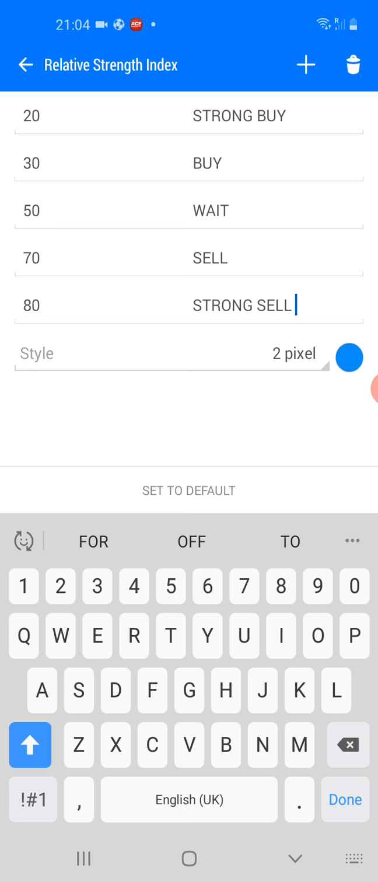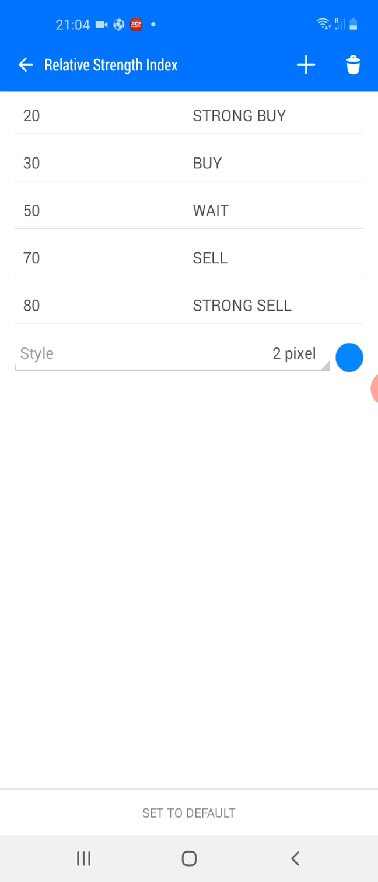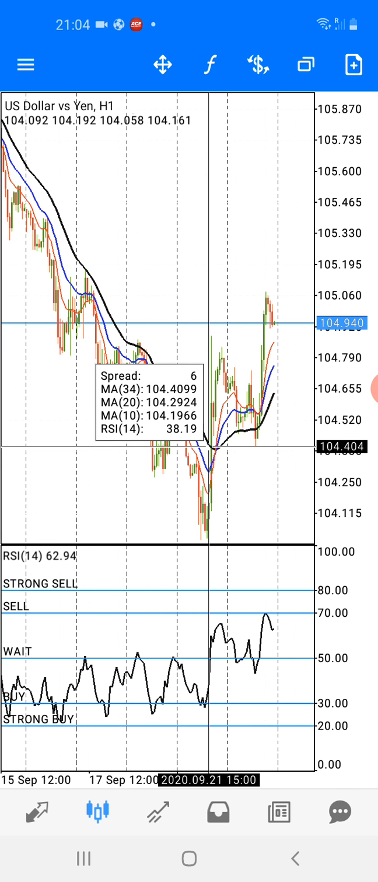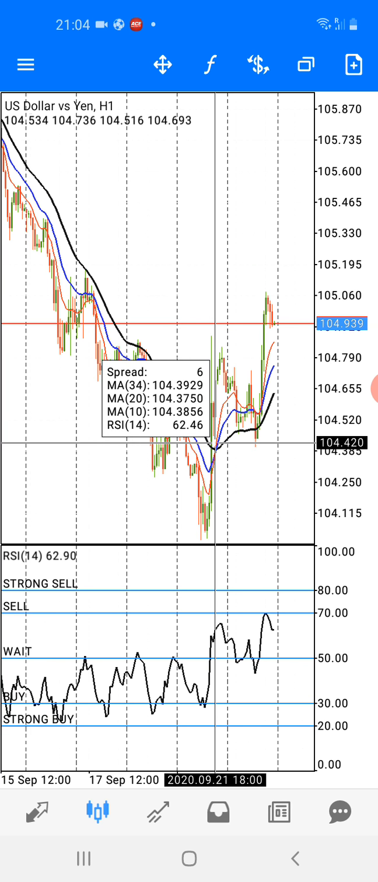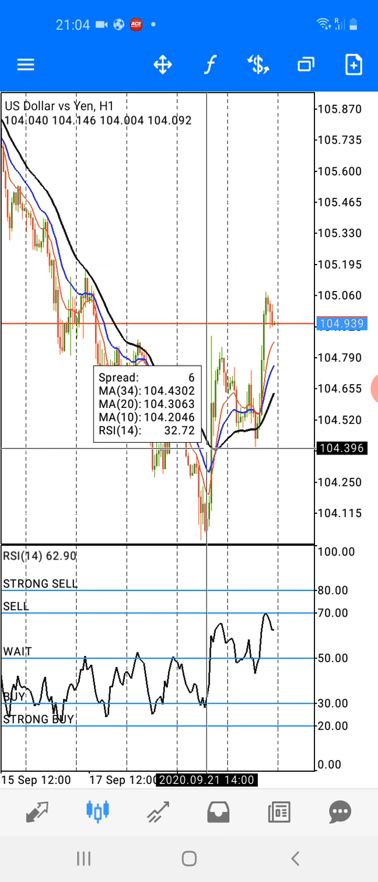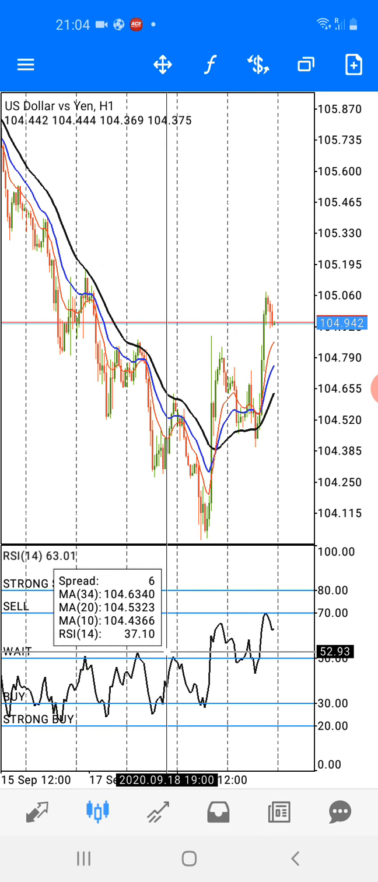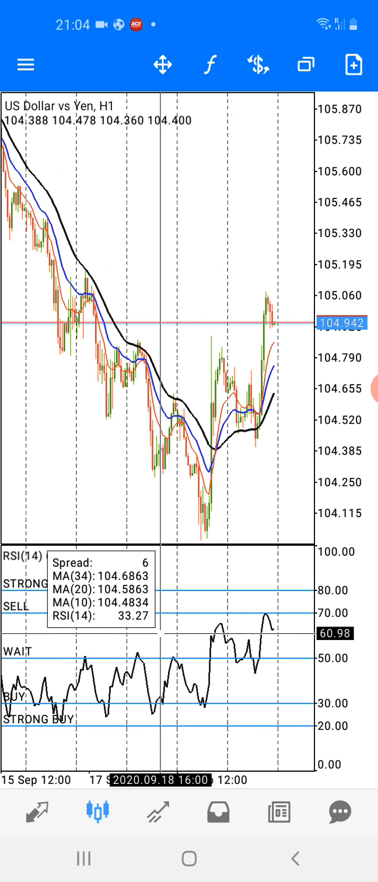You can choose the pixel size which you want and of course choose your color, but this is my preferred color. Then let's go back. Done. So you see how it looks. So here is what happens when the 10 and 20 moving average crosses above the... Before then, let's come down first and analyze the relative strength index before we apply it to the chart.